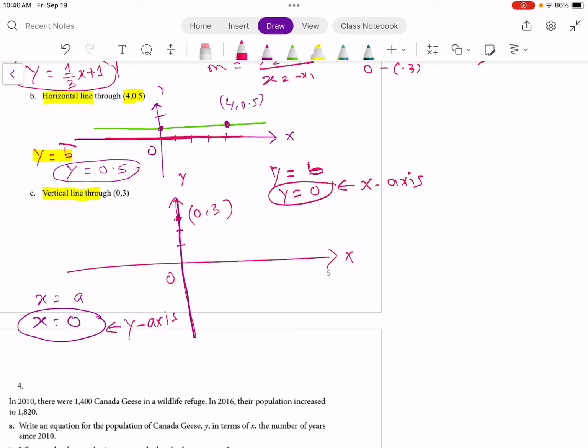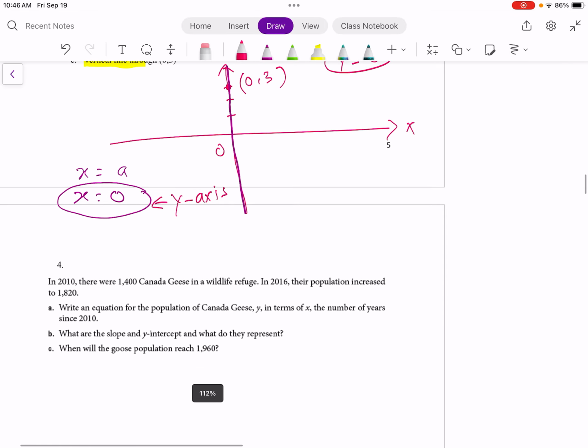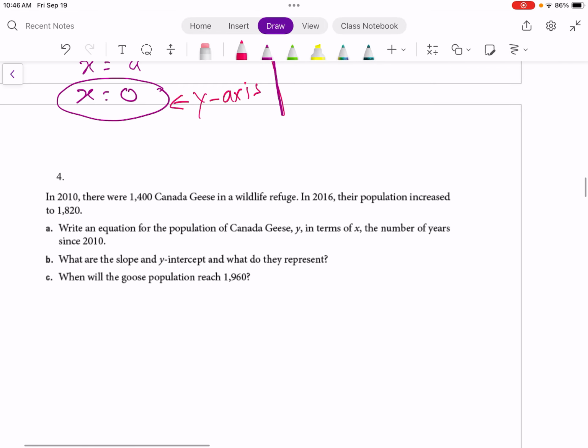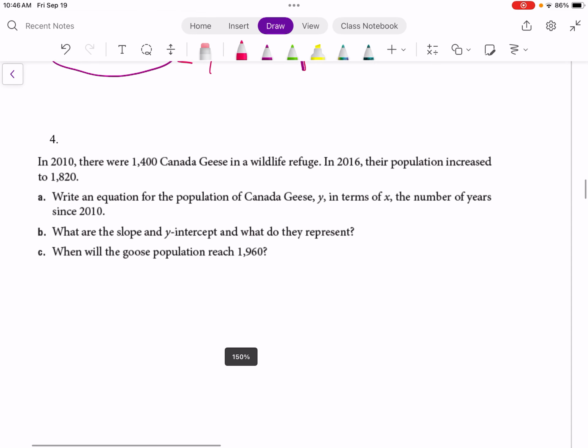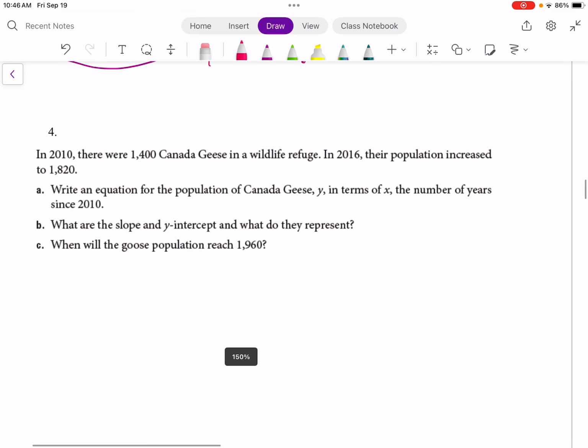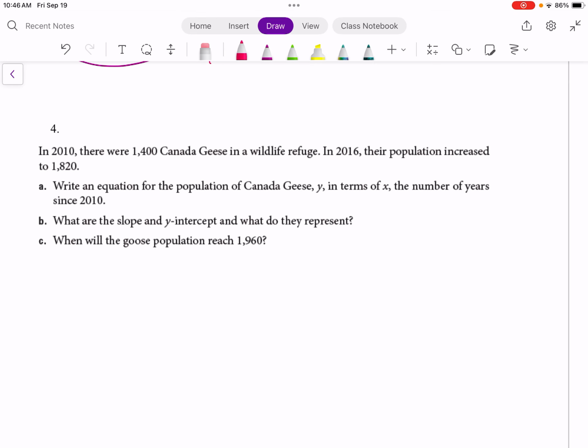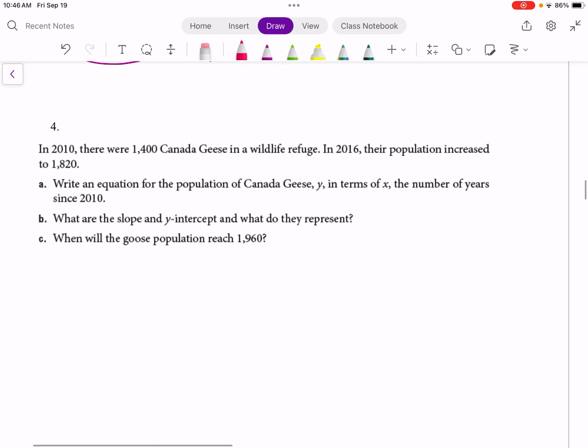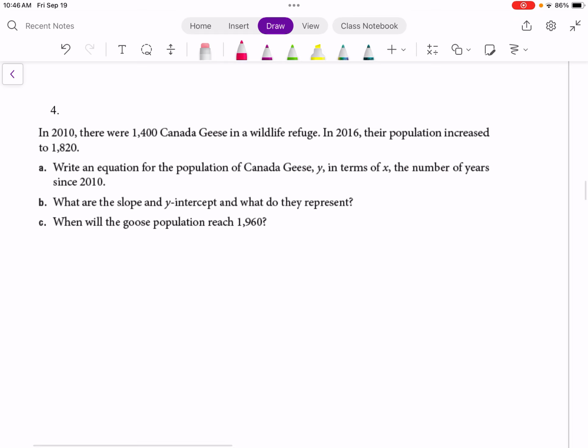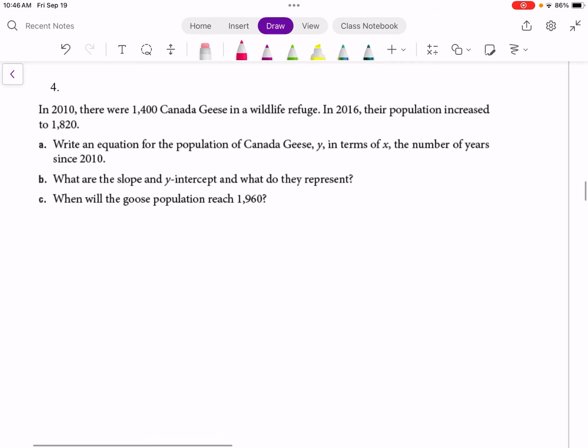Now, the last question for this section, number 4. And this is what we hate most, right? Now let's try to solve this one. In 2010, there were 1,400 Canada geese in a wildlife refuge. Okay, in 2010. So let's make a list of what is given to us.